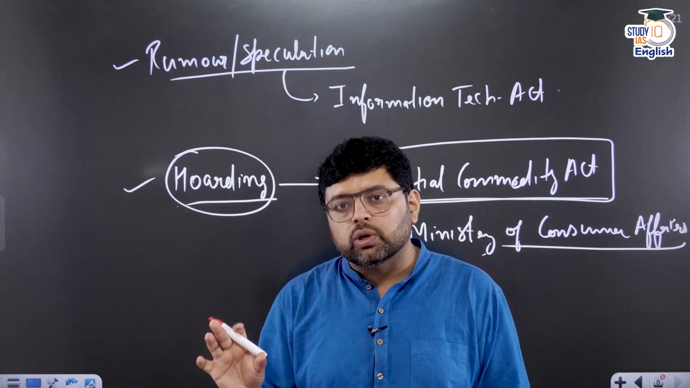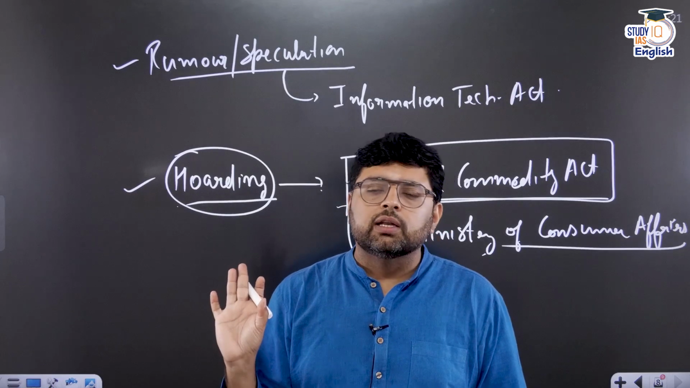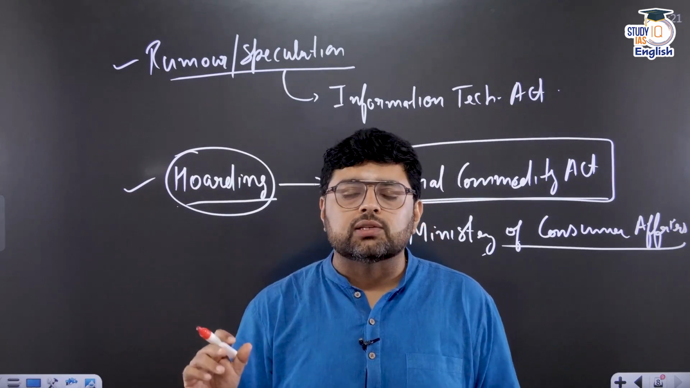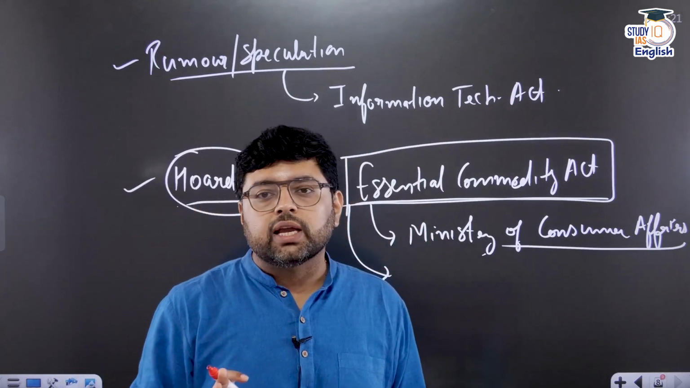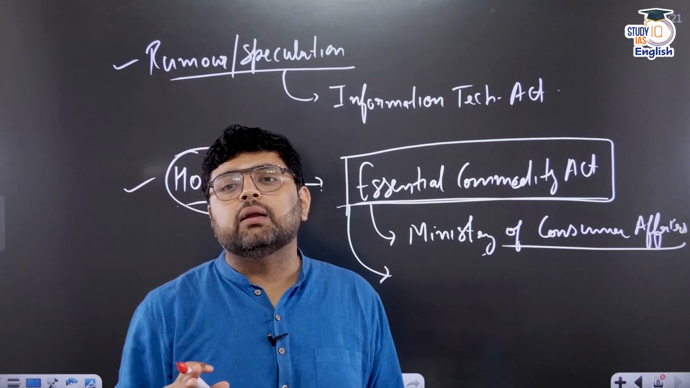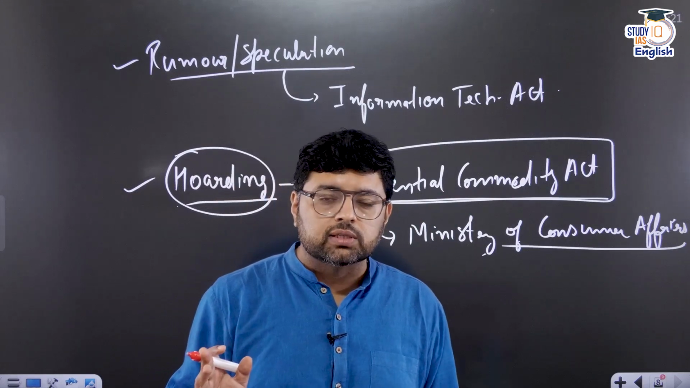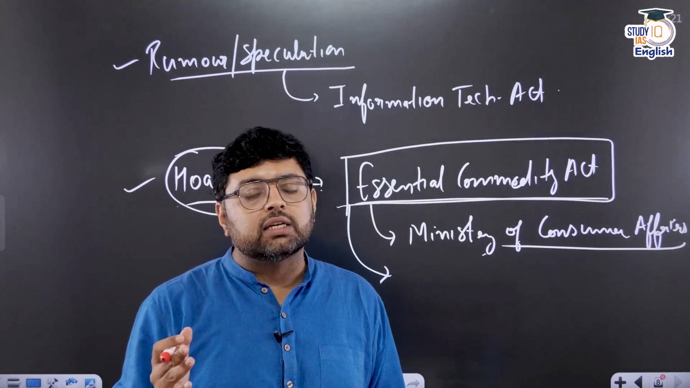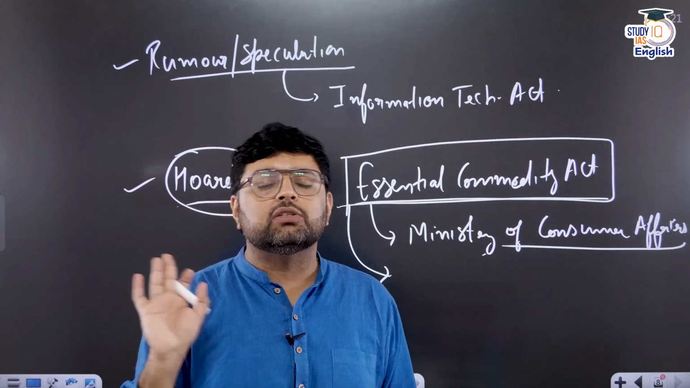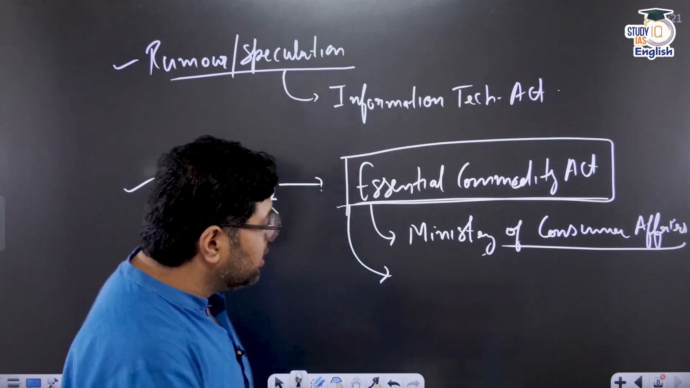So whatever you are storing, you have to take permission. Ultimately these supermarkets, those who are selling grocery items, have to take permission. They cannot store unlimited products, or products of their choice. Otherwise they will become responsible for creating scarcity, and in the market the prices of the product will increase. So ultimately permission is needed.